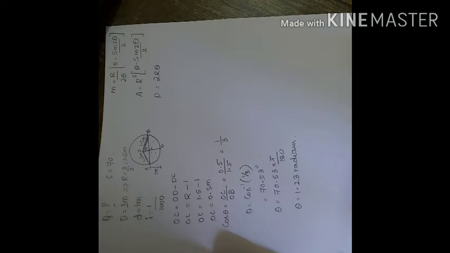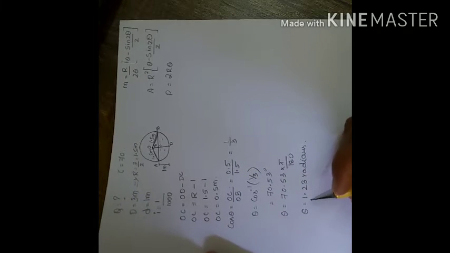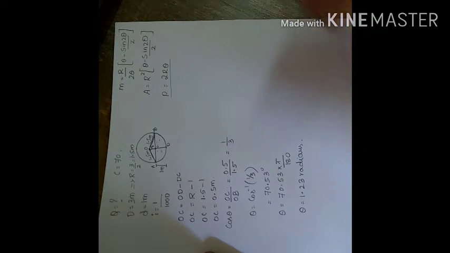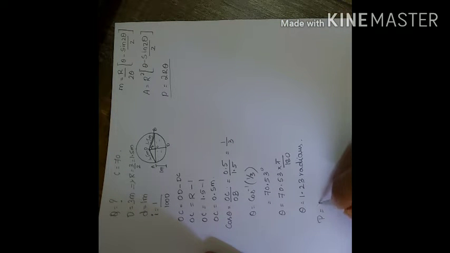So we have calculated theta. Now first calculating the perimeter. The perimeter formula is P is equal to 2r theta. So 2 into 1.5 into theta, which is 1.23. So the perimeter will be 3.69 meters.